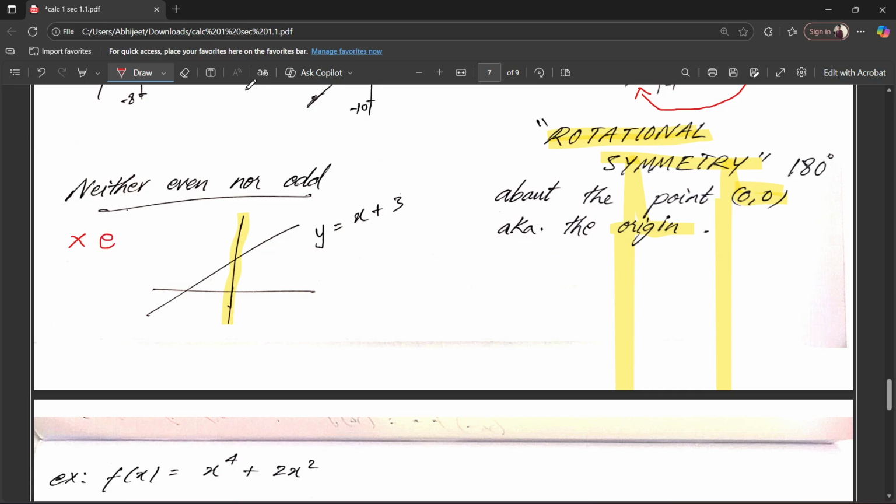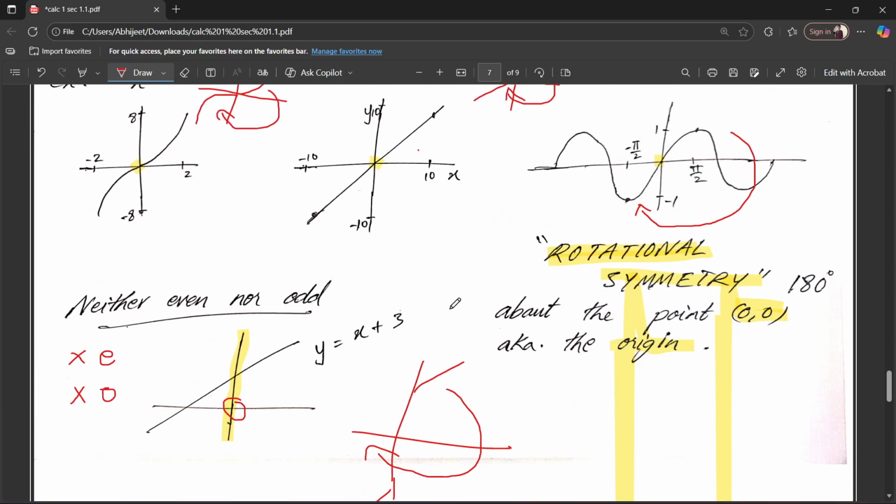And I look at the origin. If I take this side and rotate it 180 degrees, that should be somewhere here. Is that what is happening? No. So this is also not an odd function. It's neither even nor odd.